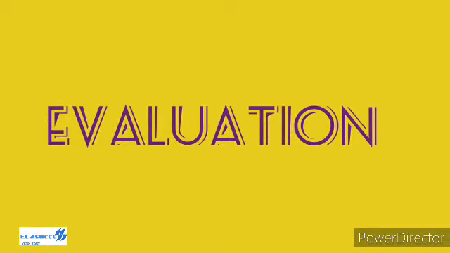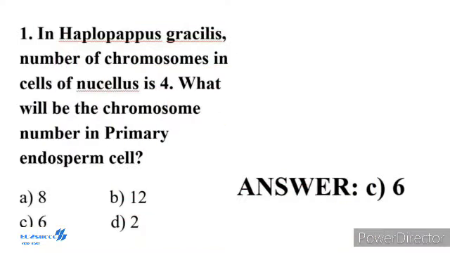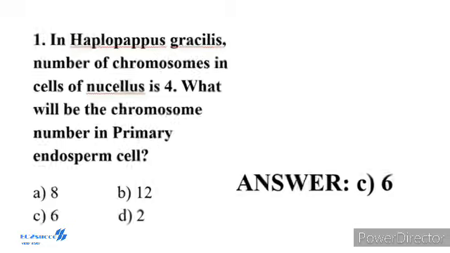Next one, evaluation. In Haplopappus gracilis, the number of chromosomes in a cell of the nucellus is 4. What will be the chromosome number in the primary endosperm cell? Option A 8, option B 12, option C 6, option D 2. So the correct answer is option C, 6.